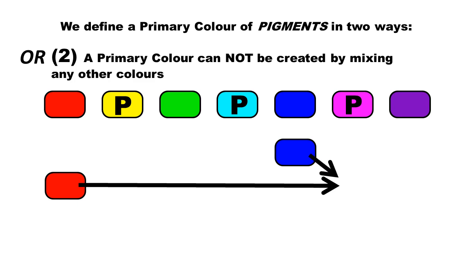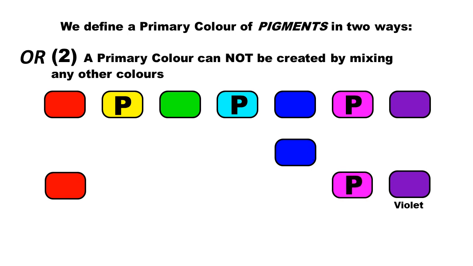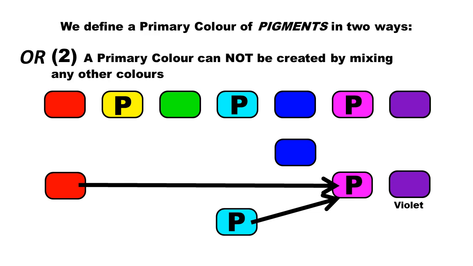Now you may be thinking, oh yes we can, mixing red and blue makes magenta, everybody knows that. No, actually red and blue gives us violet, not magenta. Okay, well let's try red and cyan then. No, sadly that just gives us a muddy grey colour.